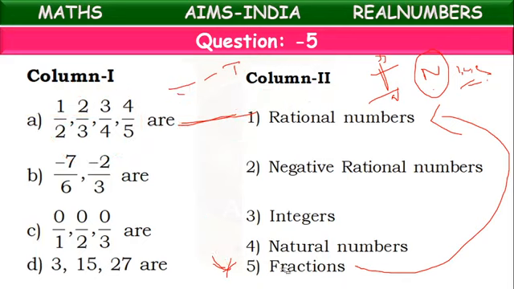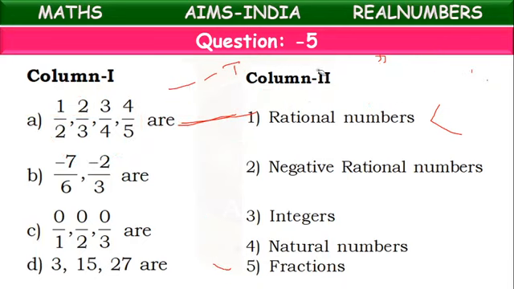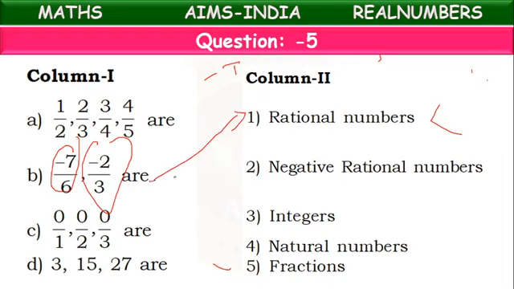Next children. Minus 7 by 6, minus 2 by 3. Here negative integers are there. So they are not fractions. They are rational numbers. Which rational numbers? Negative rational numbers. So they are not integers, they are not natural numbers, they are not fractions.